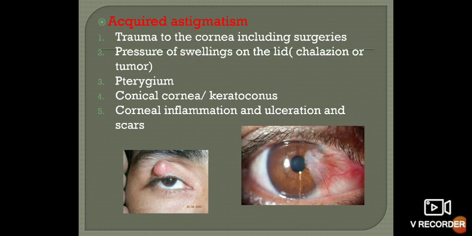Pressure of swelling on the lid in the form of chalazion or a tumor may cause astigmatism. Conical cornea or keratoconus can again cause a very great amount of astigmatism. Corneal inflammation, ulceration, scar. So all these conditions are responsible for acquired astigmatism.